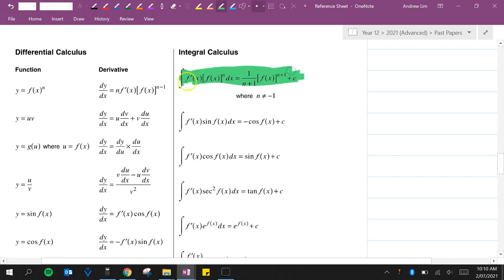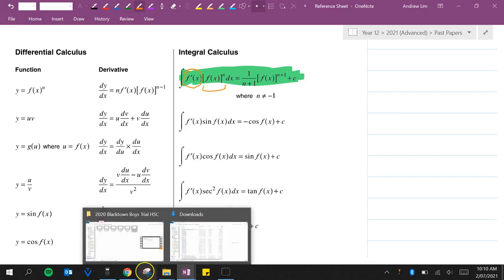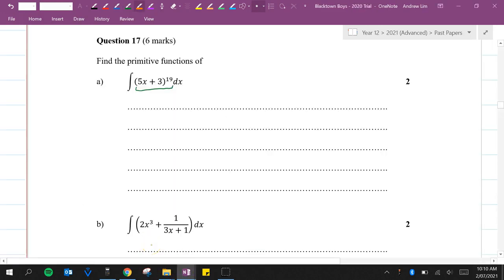So in order for us to integrate this, we need f dash of x at the front before we can integrate it. So when we have our f of x, (5x + 3)^19, when we differentiate that, we'll have 5 out the front. But in order to balance this out, we need a 1/5, because 1/5 times 5 would just have a 1 at the front.